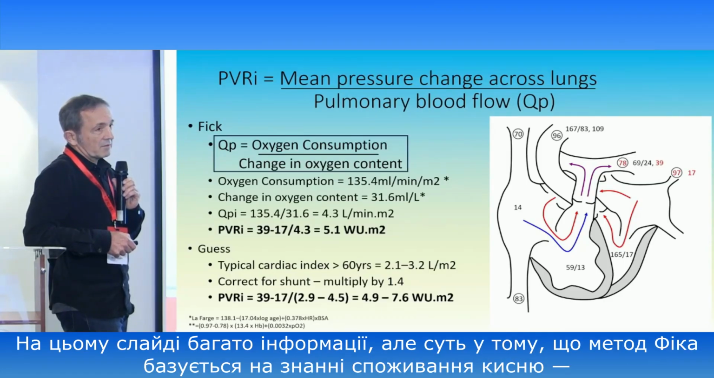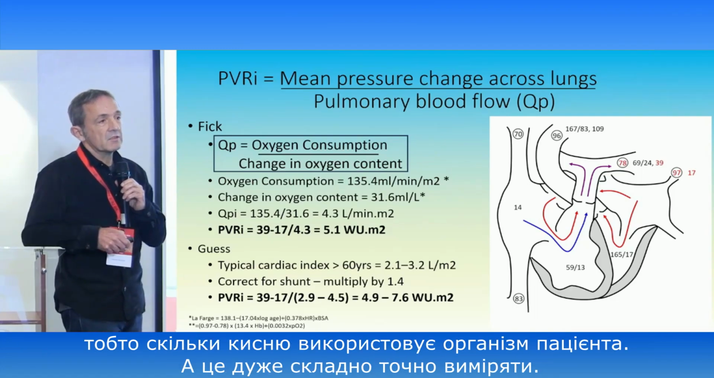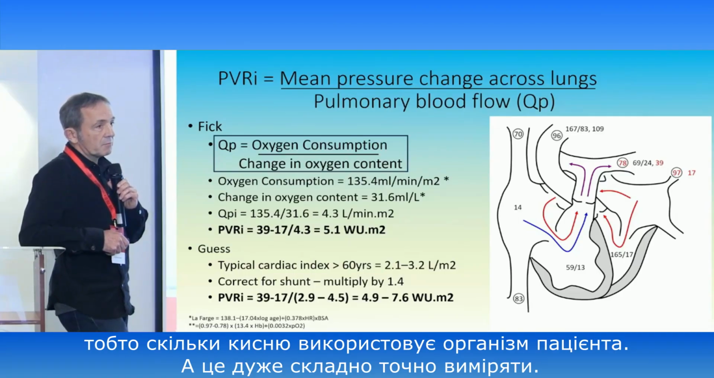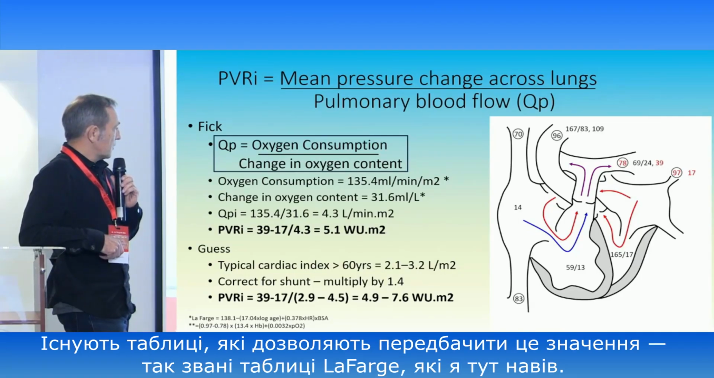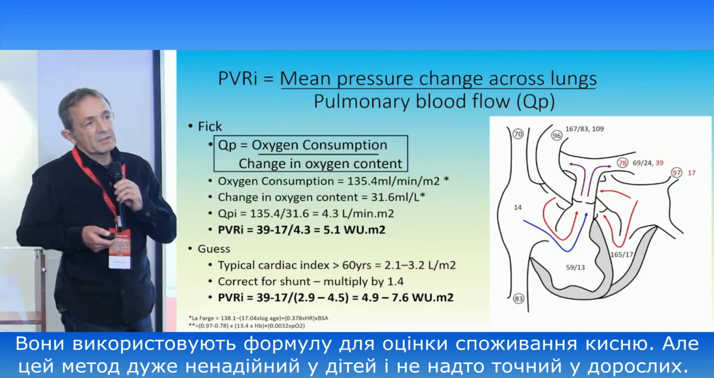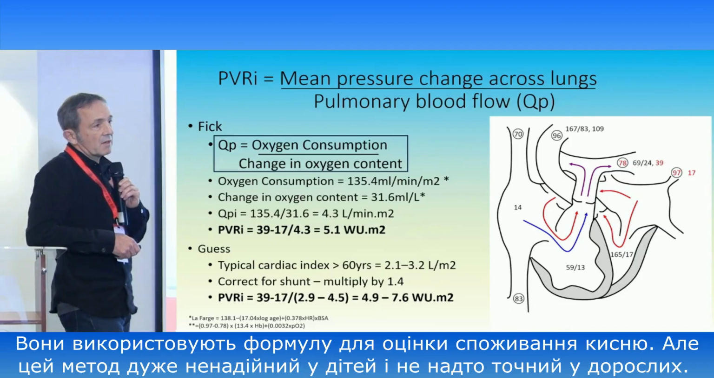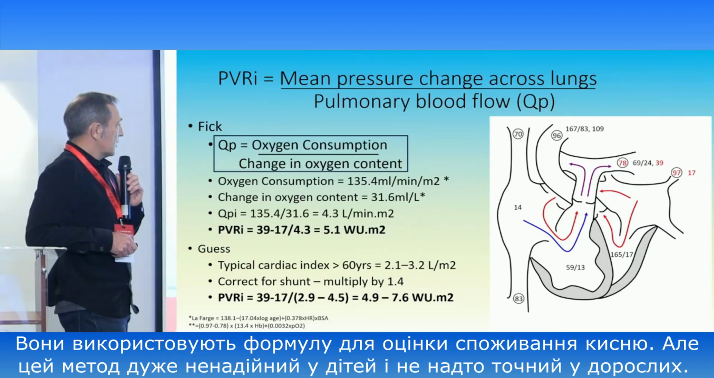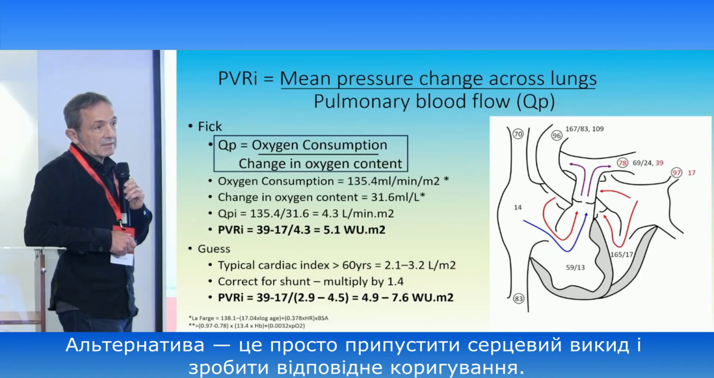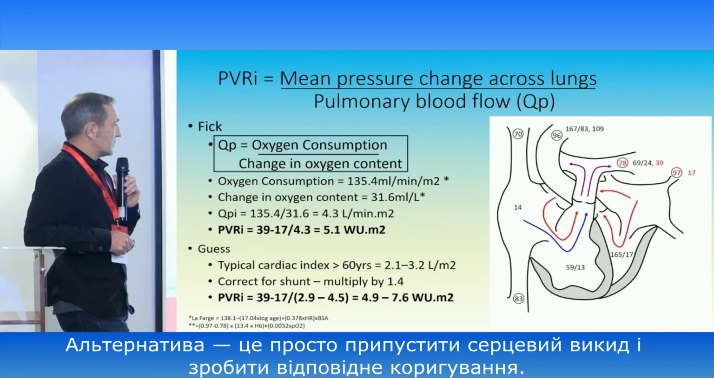Now, there's a lot of information on this slide, but basically the Fick method relies on you knowing the oxygen consumption, how much oxygen a patient is using up, and that can be very difficult to measure. There are tables that predict it called the Lafarge tables, which I've referenced here, which use an equation. That measurement is extremely unreliable in children and not that reliable in adults. The alternative is that you can guess what the cardiac output is and correct it.